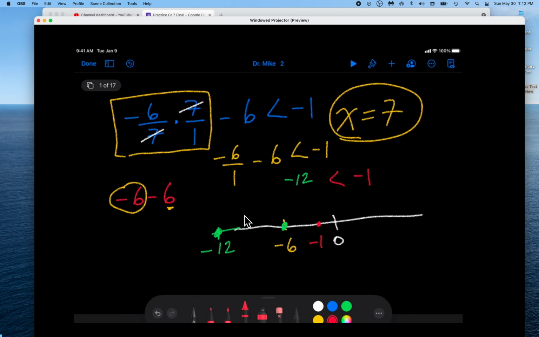Whatever sits to the left is always smaller. So look, what's bigger, 0 or -1? 0's bigger. Would you rather have $0 or -$1? I'd rather have $0 than owe someone $1. Would you rather have -$1 or -$6? -1 is bigger than -6 because it sits to the right.